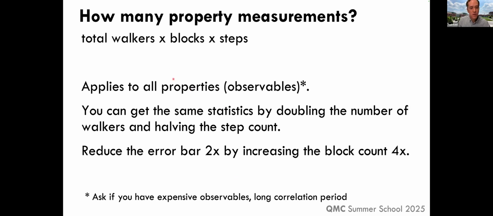And of course, what this total means is that if you were to, for example, double the number of walkers and halve the number of steps per block, you would get the same statistics for those properties, but you would have changed the shape of the run to perhaps better fit the computational resources you have. And of course, if you wanted to then halve the error bar, you could increase either the block count by 4, or the number of steps by 4, or the number of walkers by 4. And that would give you a factor of 2 reduction in the error bar because of the square root. So that's variational Monte Carlo.